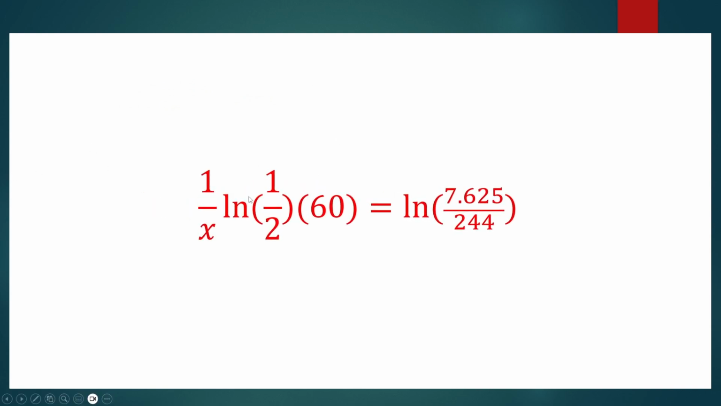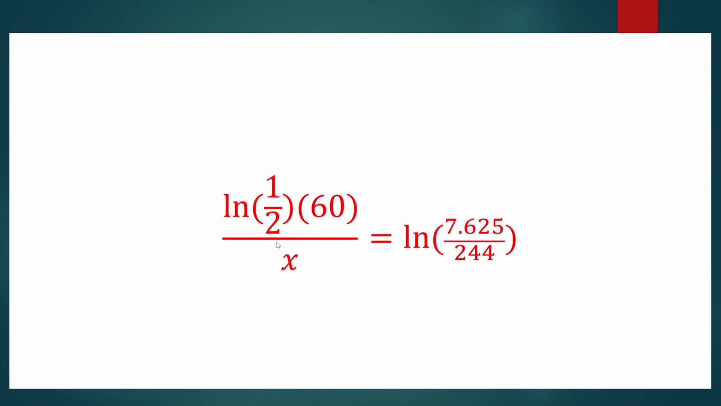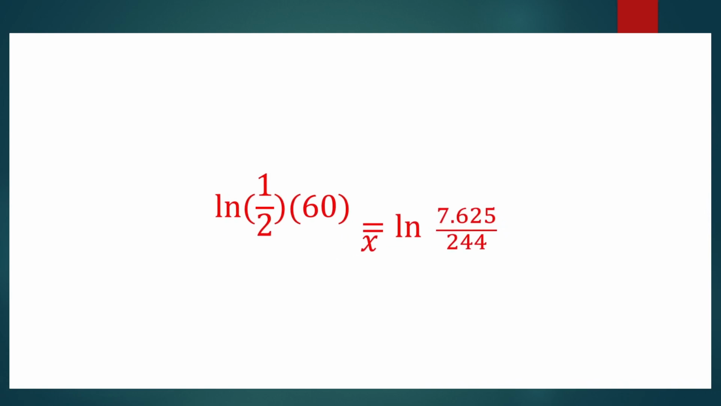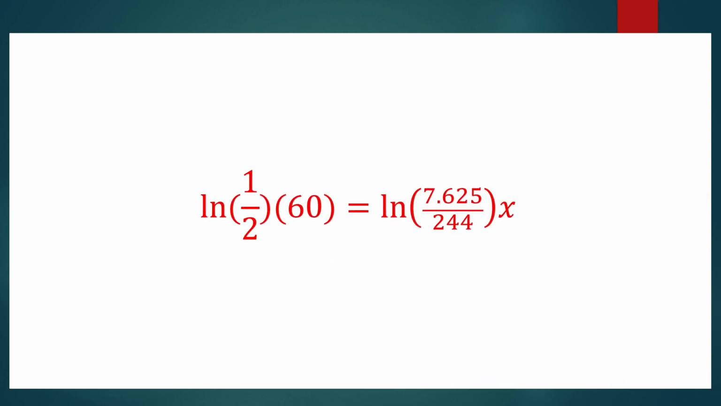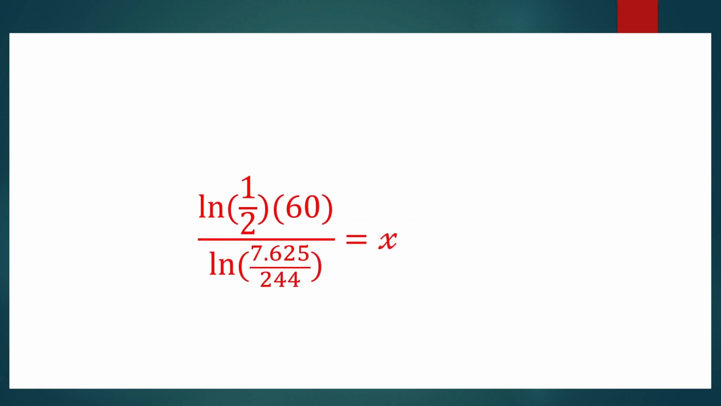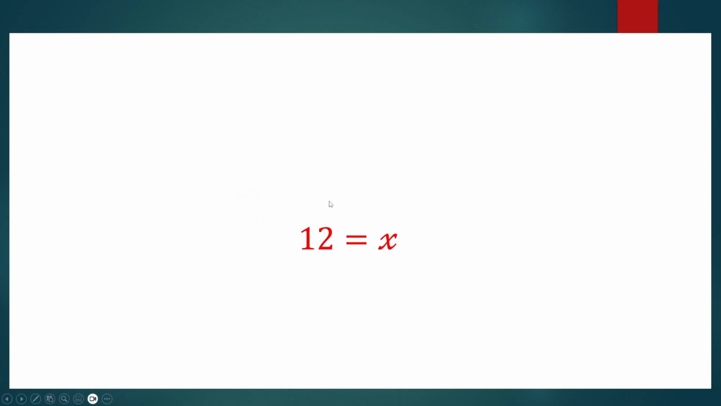The next few steps are going to be just pure algebra. But first thing we got to do, to make this easier to look at, is rewrite this as natural log of 1/2 times 60 over x equals natural log of 7.625 over 244. Now we can just multiply both sides by x and divide both sides by the natural log of 7.625 over 244. Now this looks like a complex number, but it's just a simple number that can simplify down to 12.